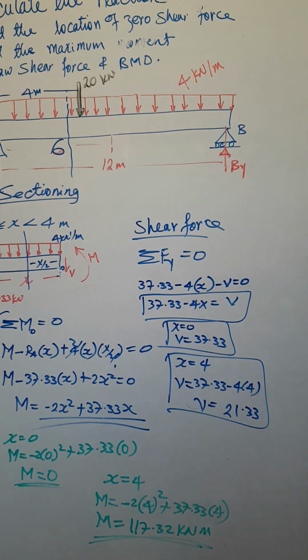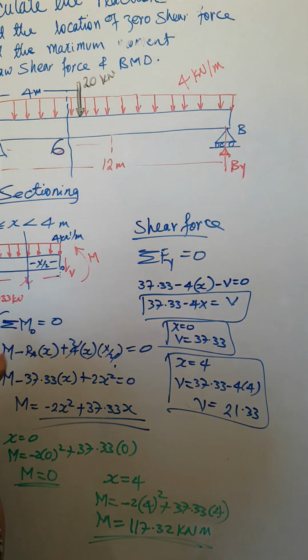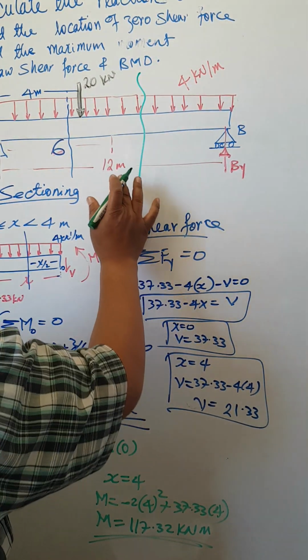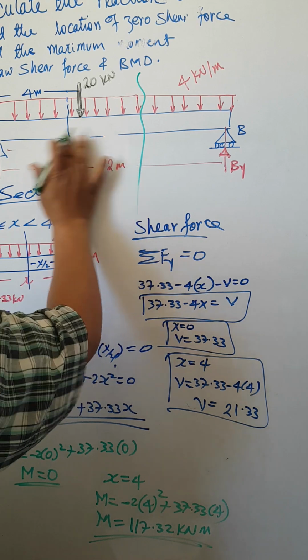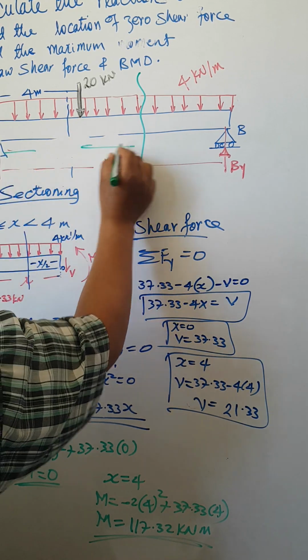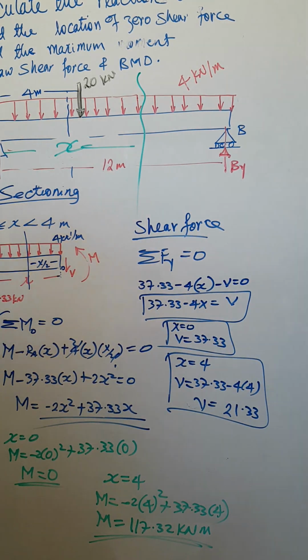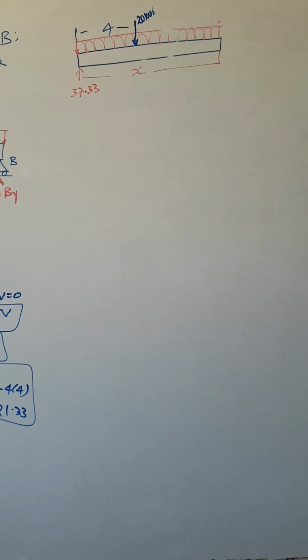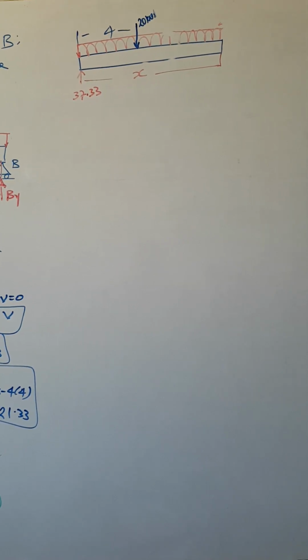Suppose we section it here. Okay, we section it here. When we section it here, the distance from here to here we assume is x. Okay, we assume x, so that we work on this basis.